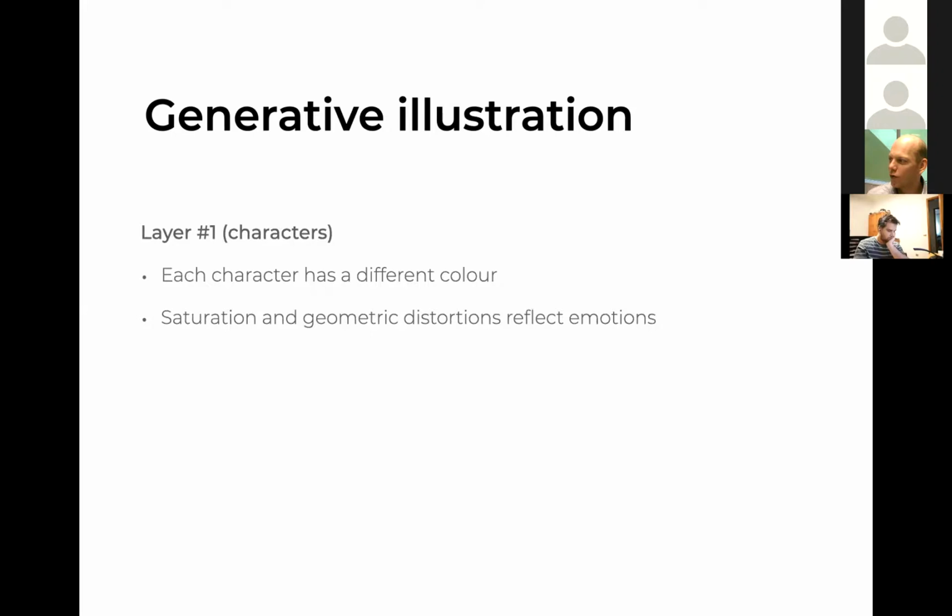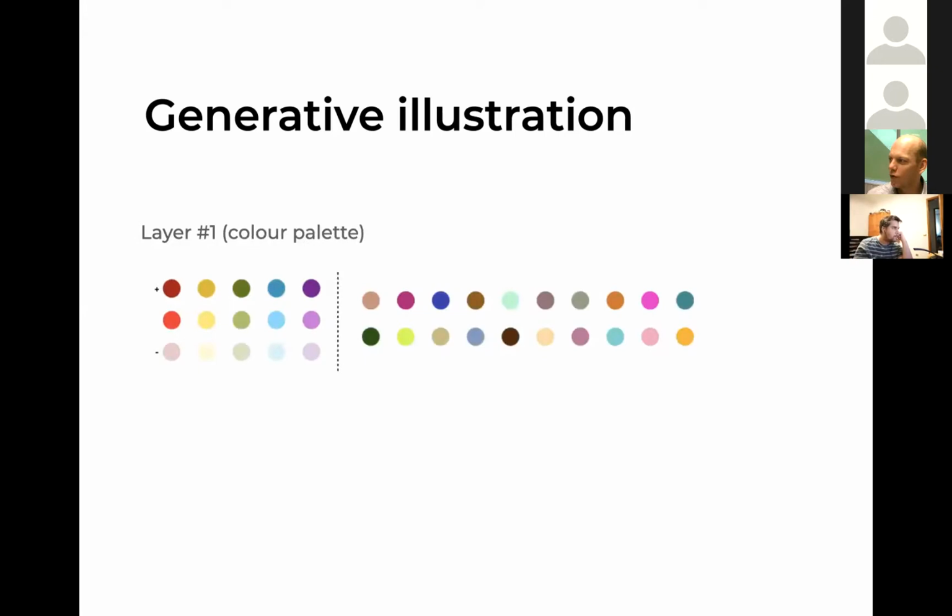I'll describe the first layer in a little more detail. In the first layer, each character has a different color. So we use color to distinguish between characters. And we use saturation and geometric distortions to reflect emotions associated with the character. To be more precise, we have a color palette with different colors. Each color is associated with a character, but then we have three saturation levels. Or let me put this in other words, more saturation reflects a positive emotion.